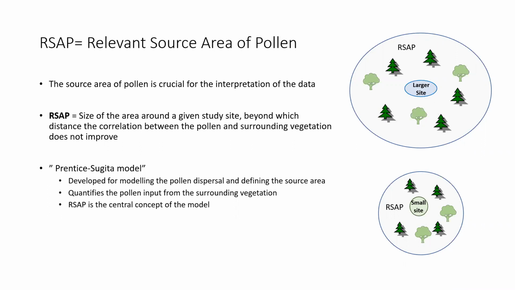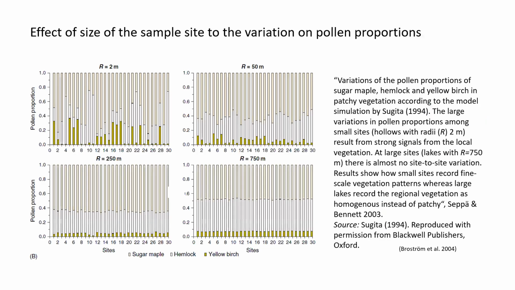They developed this kind of dispersal model and defined the source area, and the relevant source area is a very central concept in this model. And this is an example of the effect of the size of the sample site. In this study, they studied 30 different sites with radii of 2 meters up to 750 meters, using 50 meters as the relevant source area.